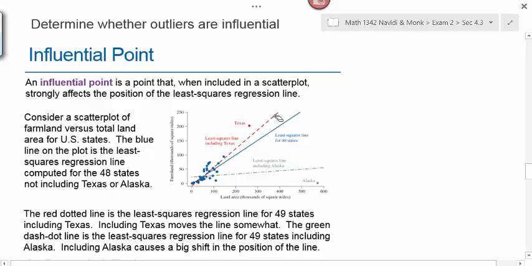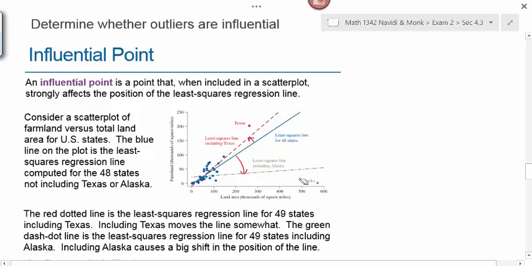So Texas is somewhat influential. Not a whole lot because that's not a huge shift. But if I throw Alaska into the mix down here, where they have a huge land mass but not a lot of farmland, it takes our regression line and makes it almost horizontal. So I would say that Alaska is definitely an influential point because it greatly shifts that least squares regression line. This is what Alaska does. That's how Texas shifts it. Texas, I would say, is influential, but not near as much as Alaska.